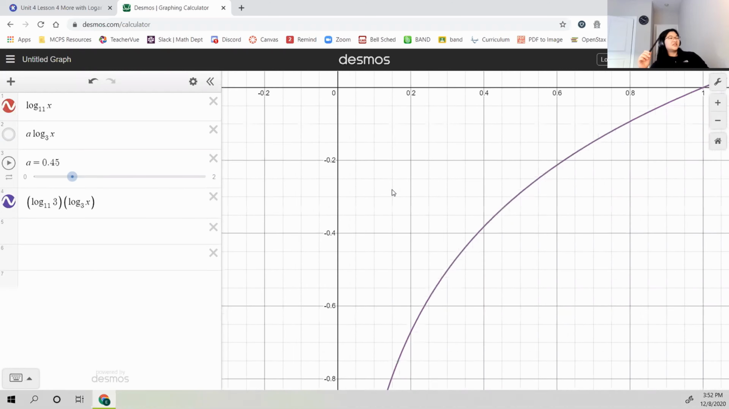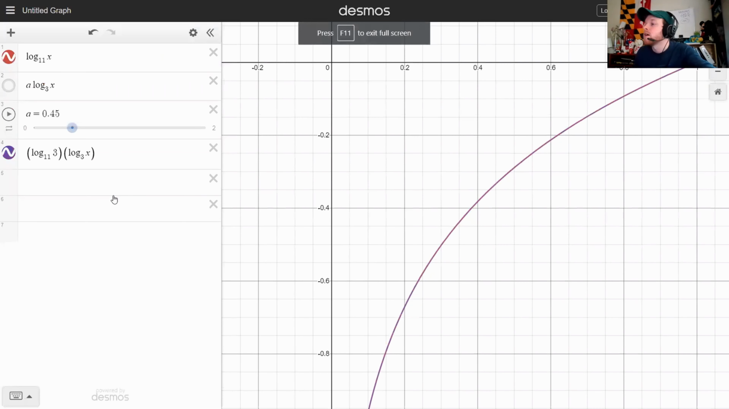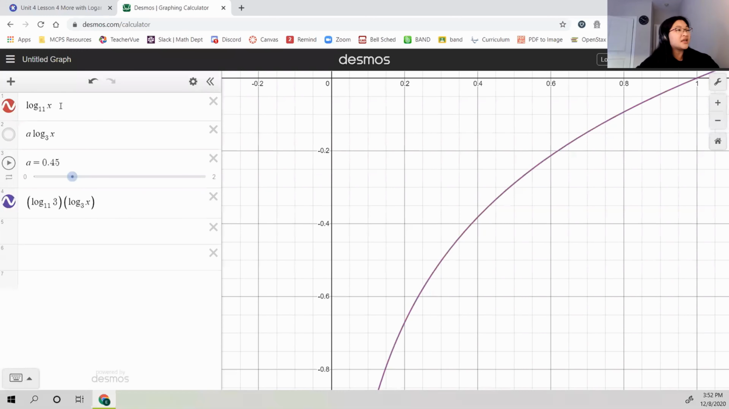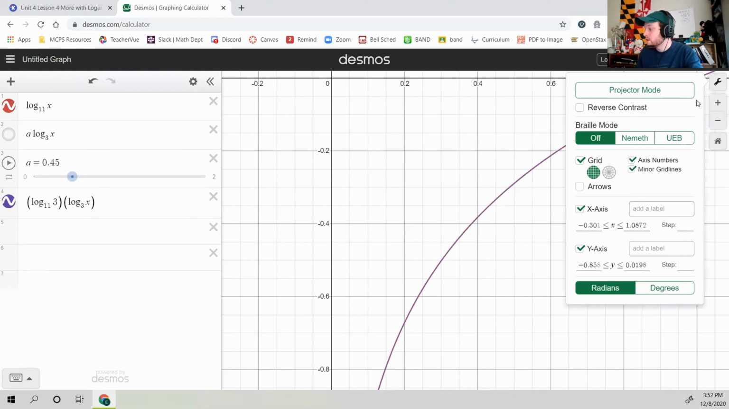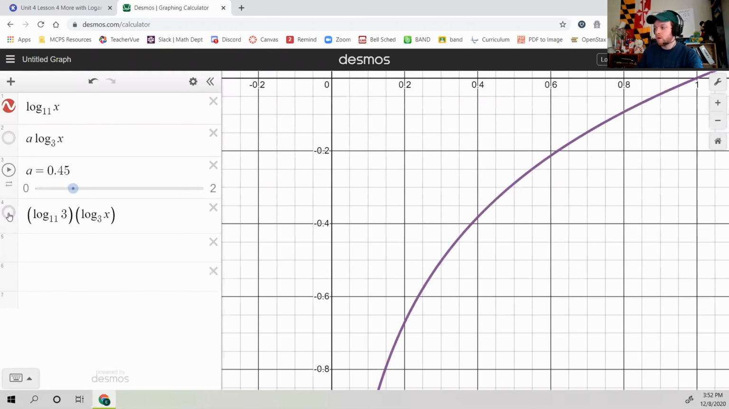Can you see that it's toggling? Can you switch it to projector mode? This? No, in the top right, in the gear, or in the wrench. The wrench. Projector mode. So the very top. Click. Oh yeah, that's more clear. Look at that.